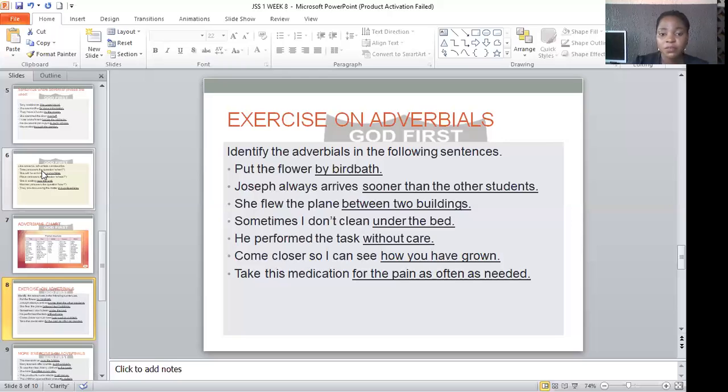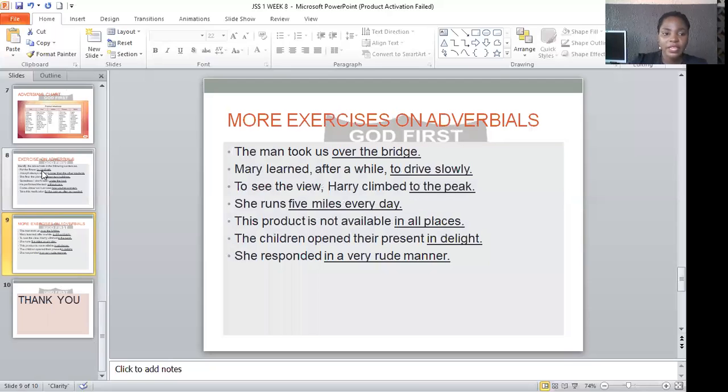He performed the task without care. Come closer so I can see how you approve. Take this medication for the pain as often as possible. So, more exercises on adverbials. The man took us over the bridge. So "over the bridge" is the adverbial in the sentence.